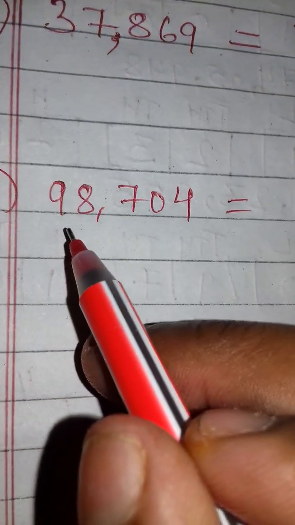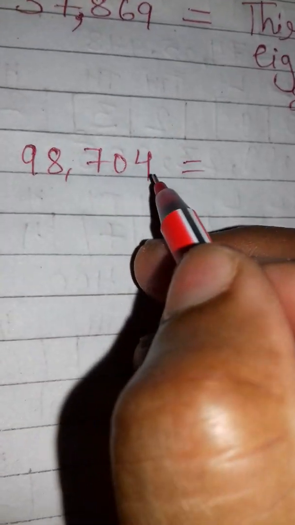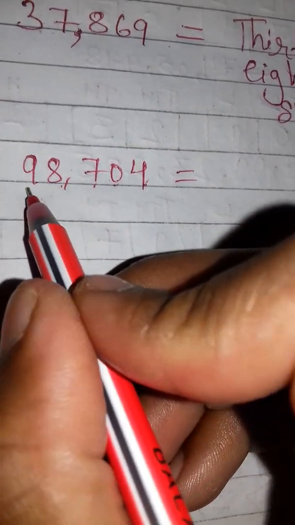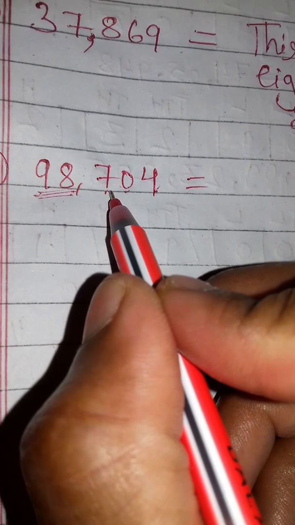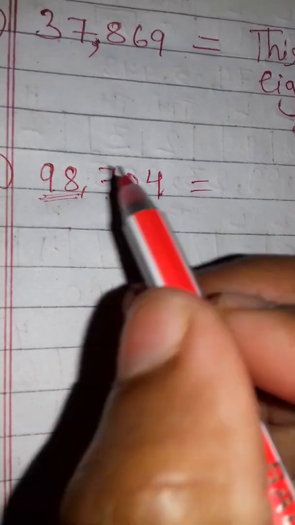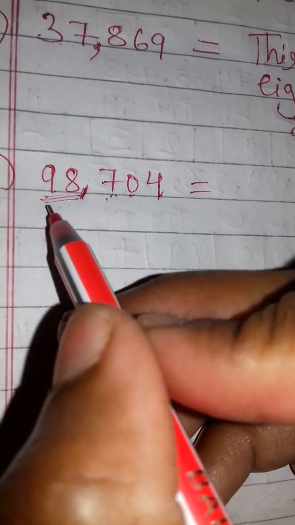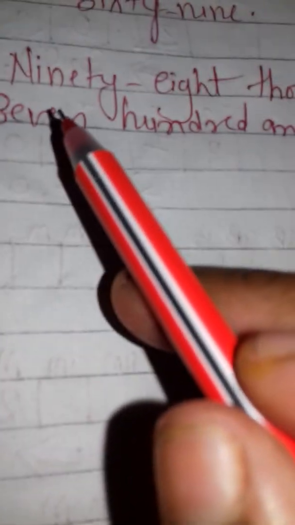In C it is given 98704. So how will we write this? Ones, tens, 100, 1,000, 10,000. It means 98,000. And this is 704, as a comma is put in here. So this is the ones period, this the 1,000 period. So 98,704. We will write this in words this way.